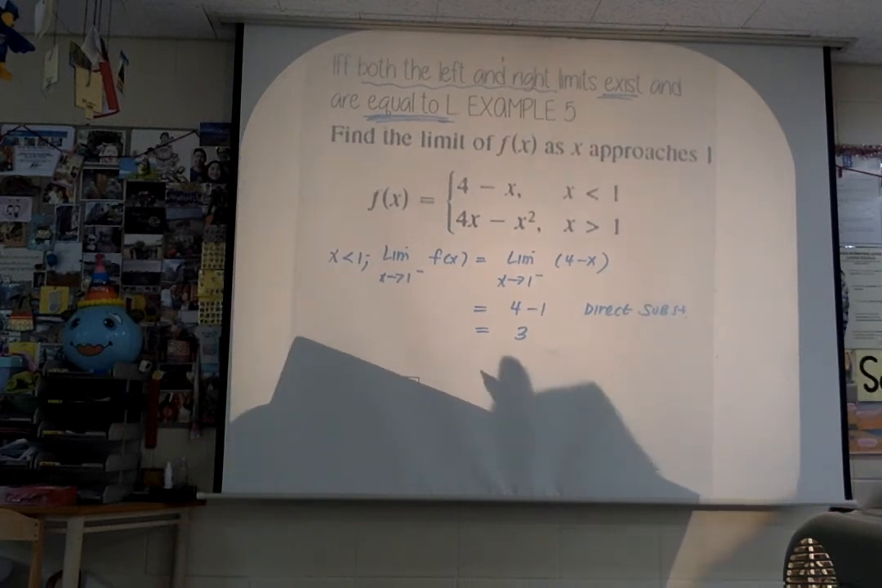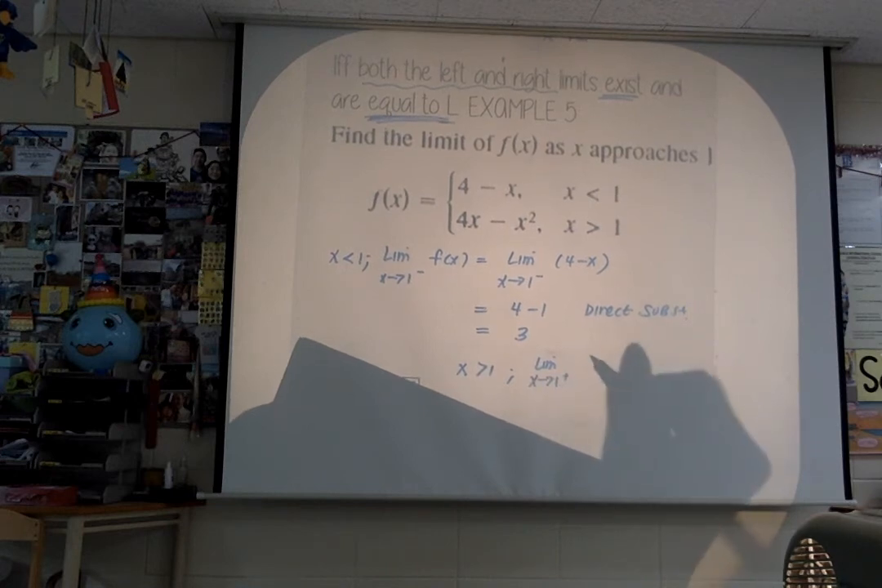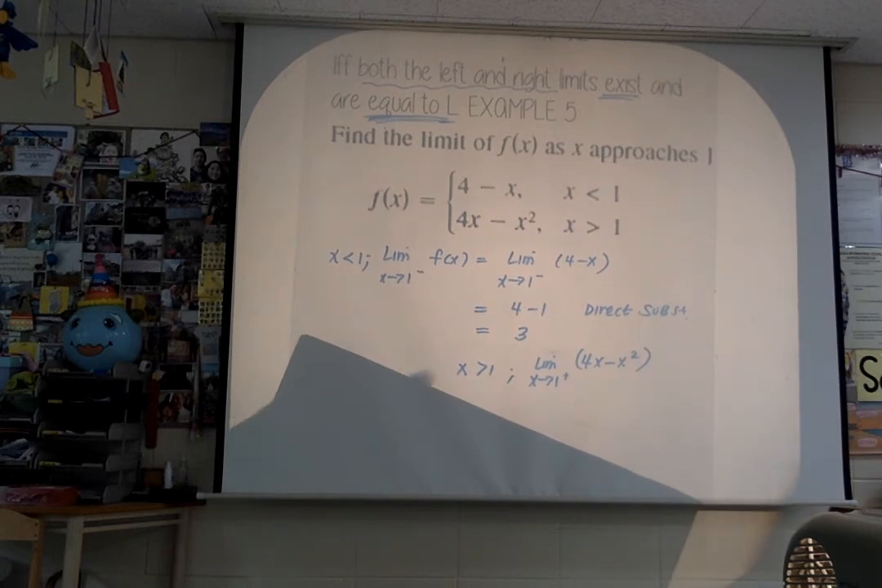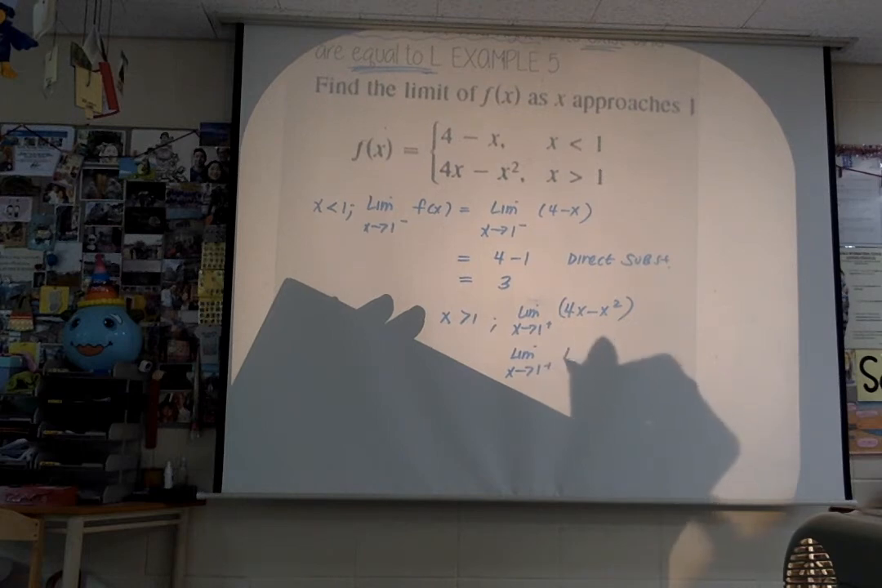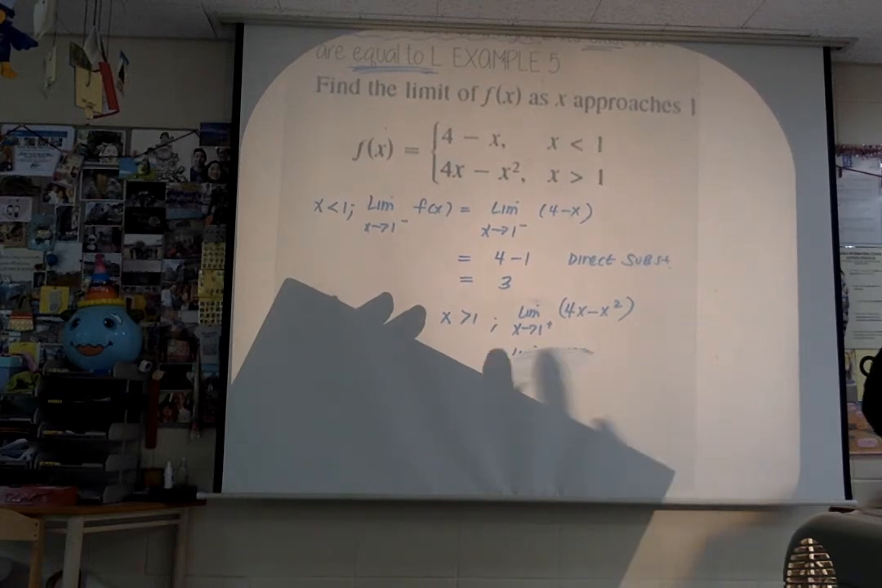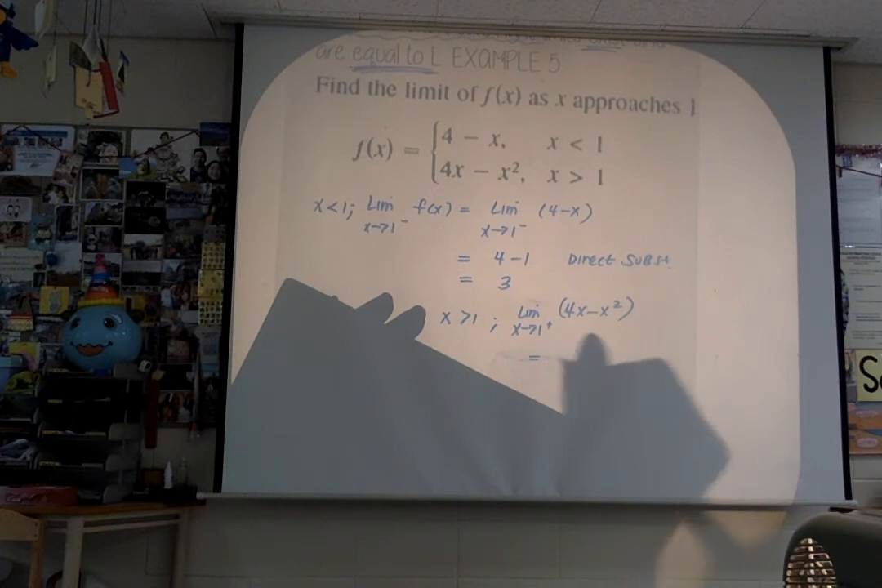Okay, how about from the right? x is greater than 1, right? That means it's the limit as x approaches 1 from the right. So I'm going to go 4x minus x squared, okay? And again, let's try direct substitution because that doesn't cause any problems. It's 4 times 1 minus 1 squared, right? Which is going to be 3.